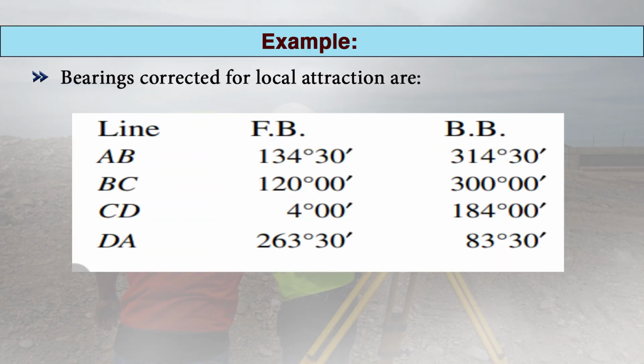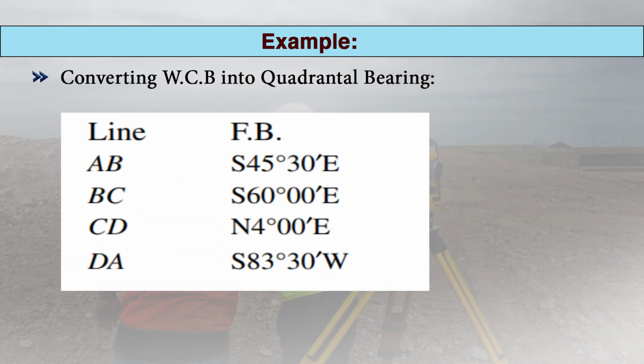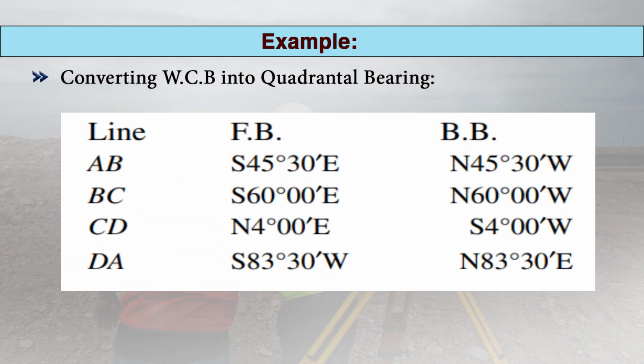Now, these are the bearings corrected for local attraction, as you can see line AB, BC, CD and DA. These are fore bearings and back bearings, which are corrected from local attraction. We can also convert these from WCB system to quadrantal bearing system. As you can see, these are line AB, BC, CD and DA, and these are fore bearing, back bearings, and these are the solutions.